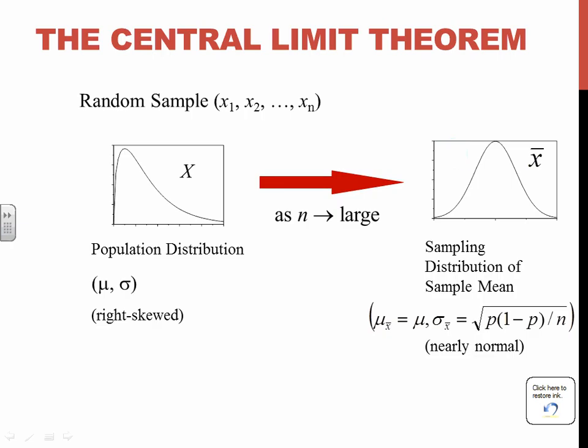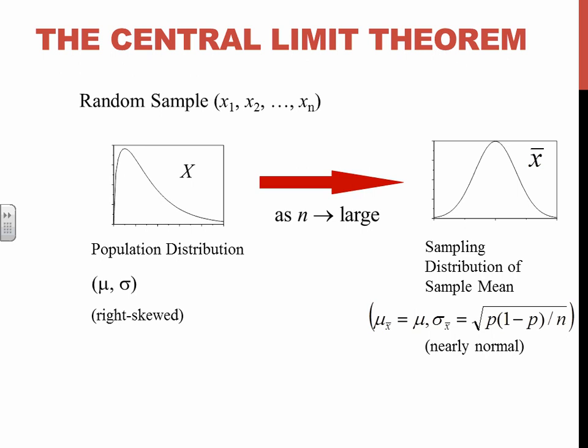Okay, so even if the population distribution is skewed, as n gets larger and larger and larger, the sampling distribution, sorry about that, becomes more normal. Okay, so even if your population was skewed, your sampling distribution can be normal if your n is large enough.